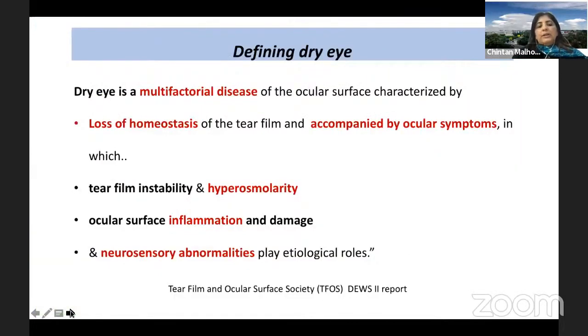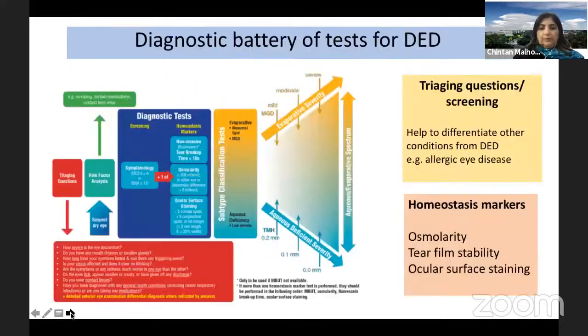Now, once we look at the definition of dry eye, which was given by the TFOS, we know that dry eye includes a loss of homeostasis. Patients have some symptoms. There is tear film instability and hyperosmolarity. There is inflammation, as well as neurosensory abnormalities. And as we go on to the tests which are available for dry eye, each of these tests tries to address one or the other aspects which are present in this definition.